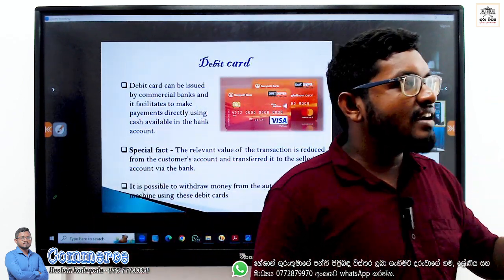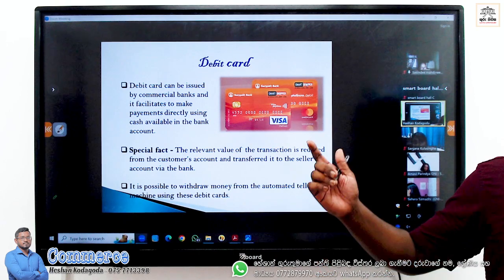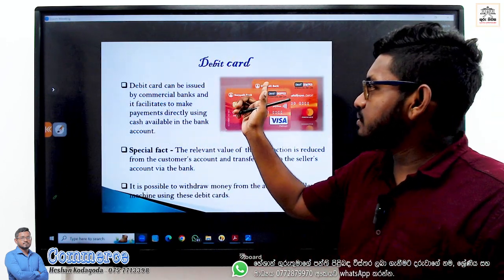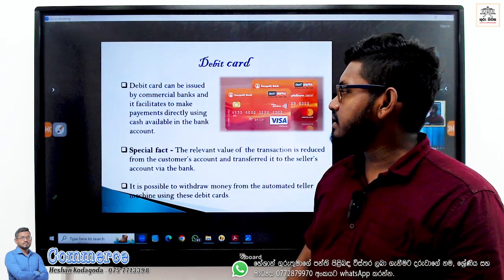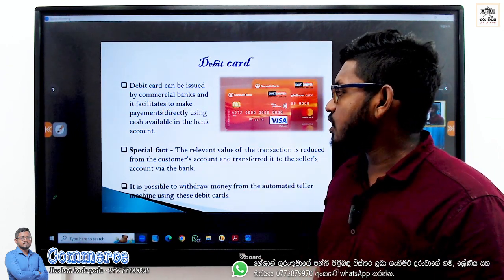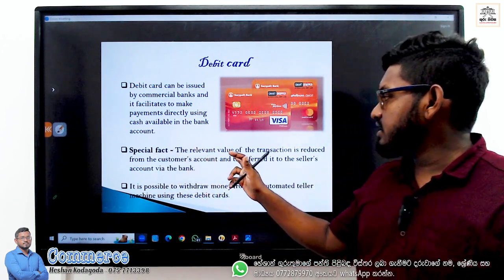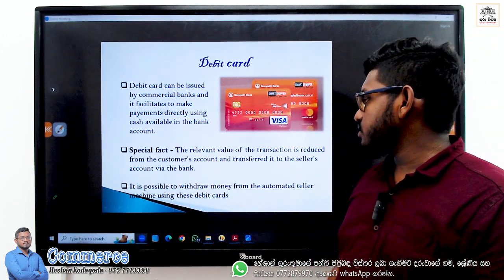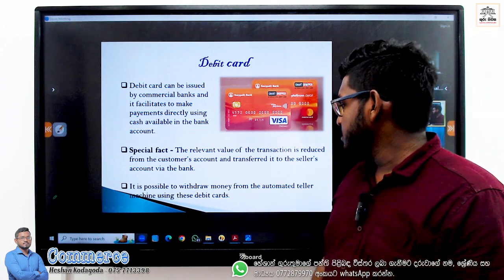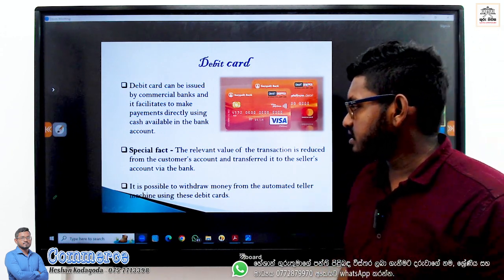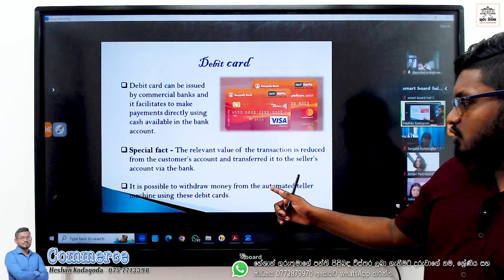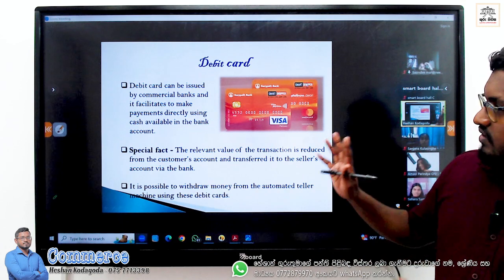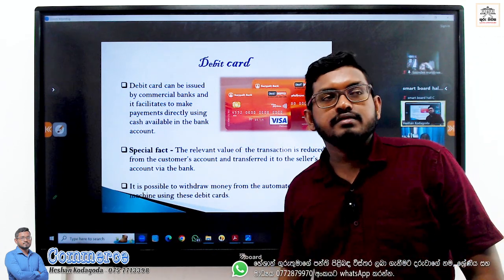Right? One time password, there are things you can purchase without giving it. Right? So debit cards can be issued by commercial banks and it facilitates making payment directly using cash available in the bank account. The relevant value of the transaction is deducted from the customer's account, and the amount is transferred into the seller's account via the bank. It is possible to withdraw money from the automated teller machine using the debit card. So, okay, very good. Let's move to the other part.